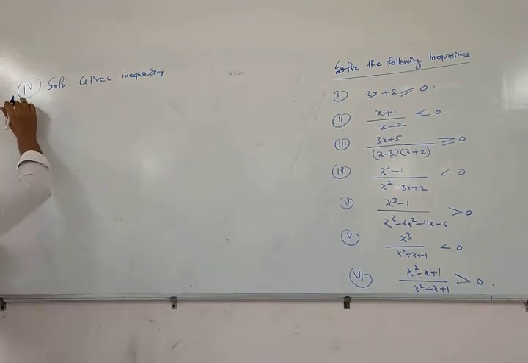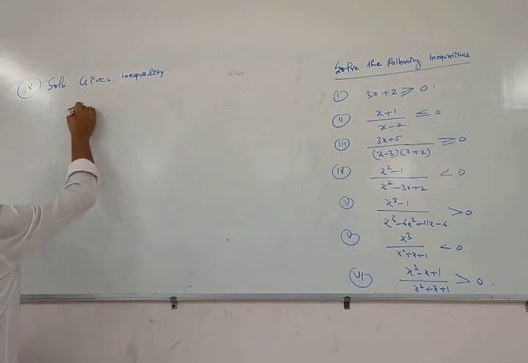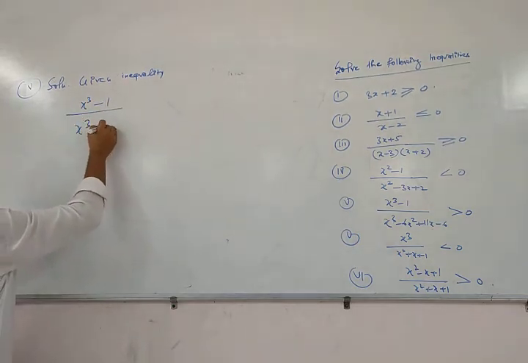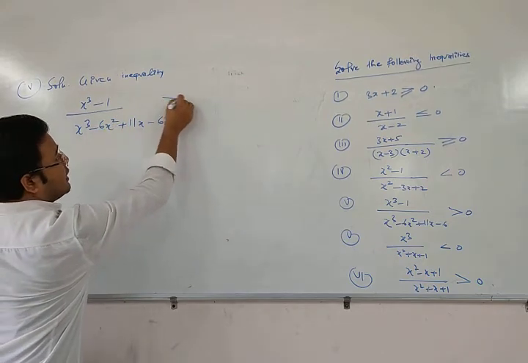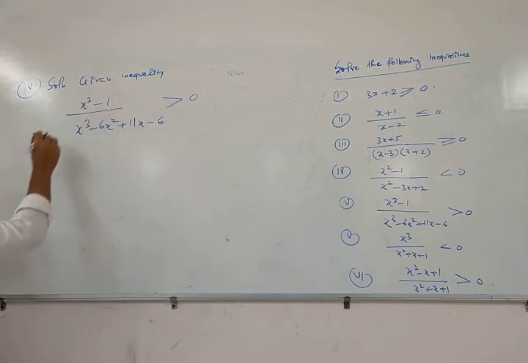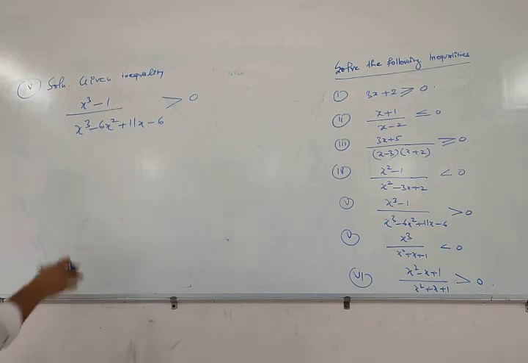The next one is my fifth number. Given expression (x cube minus 1) upon (x cube minus 6x square plus 11x minus 6) greater than 0. Here there is also a rational expression, so we have to find its sign scheme.